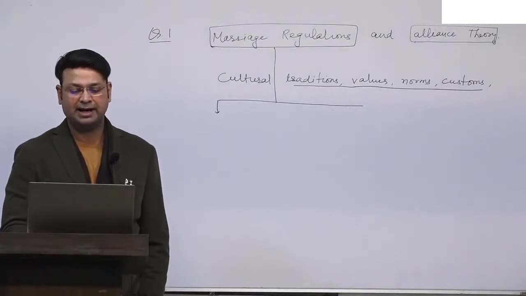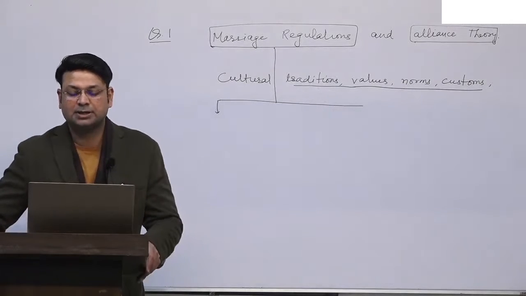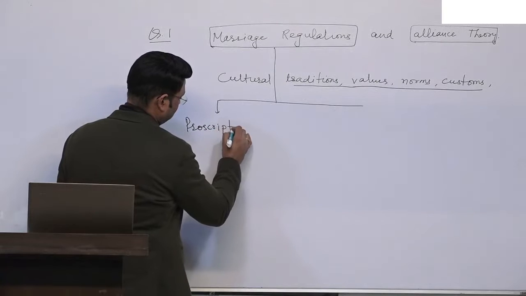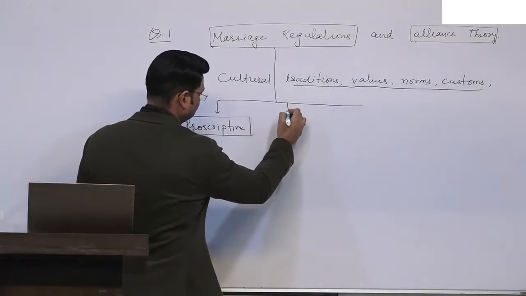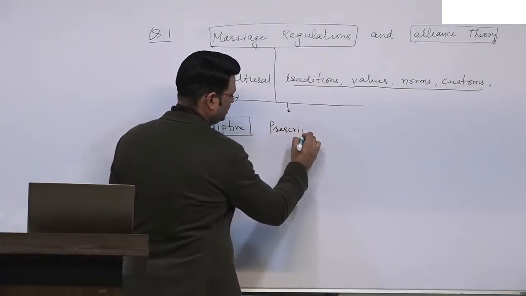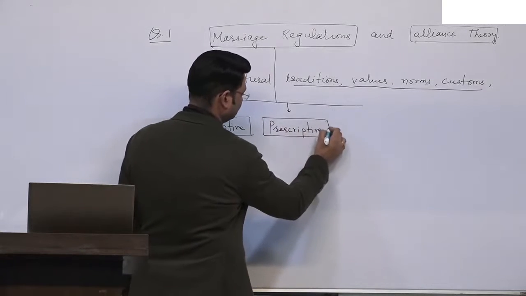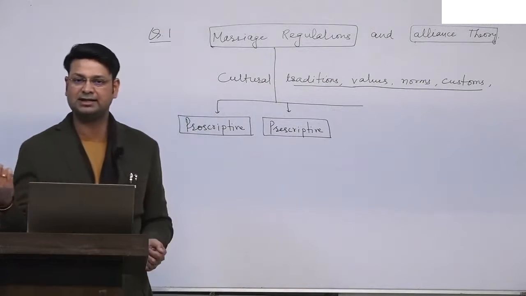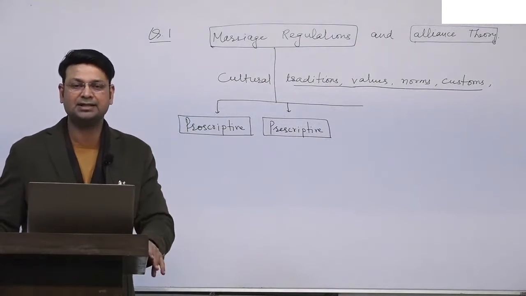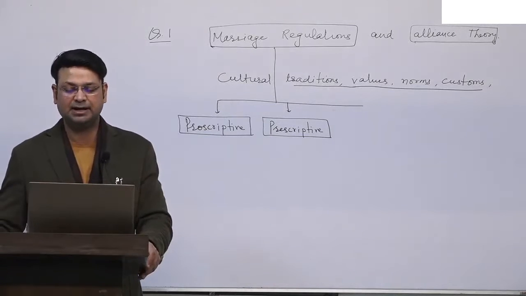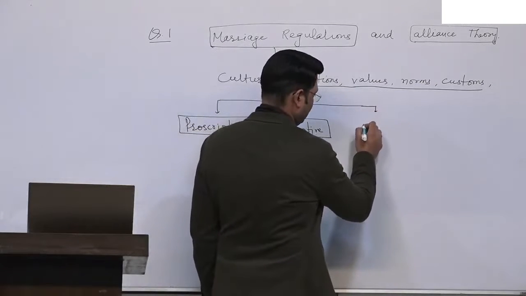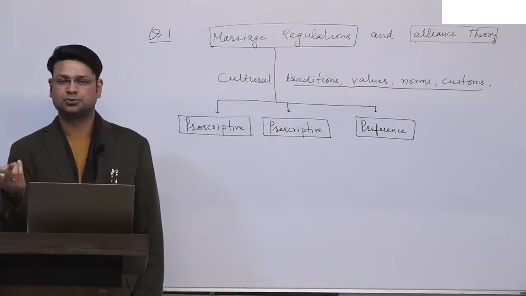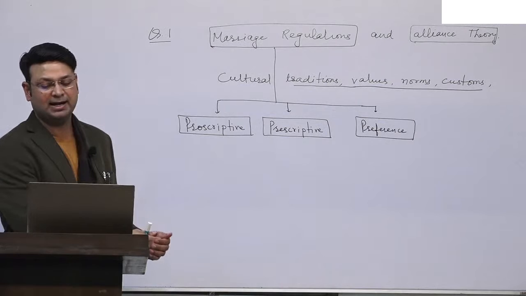Proscriptive, prescriptive, and preferential. Proscriptive means prohibition. Prescriptive means what has to be done. It is prescribed. If not followed, there will be sanction. The norm says that it should be done. If you do not do that, then there will be some form of sanction against you, some action by the society, by the community. And preference involves the element of choice. If you have to choose between two, which will be preferred, that is preference. So these are the marriage regulations.